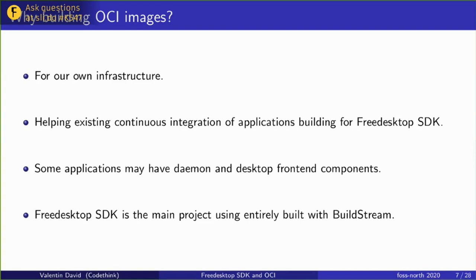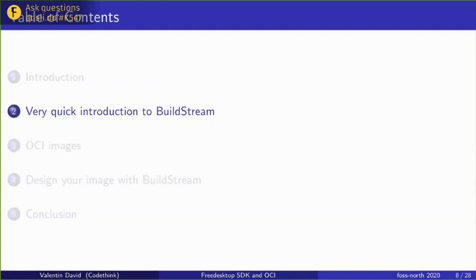And also, if you want to use BuildStream to build OCI images, well, Freedesktop SDK is probably something we want to use because this is currently the main project that is entirely built with BuildStream. So if there was another project, maybe we could have looked at that, but this is why.